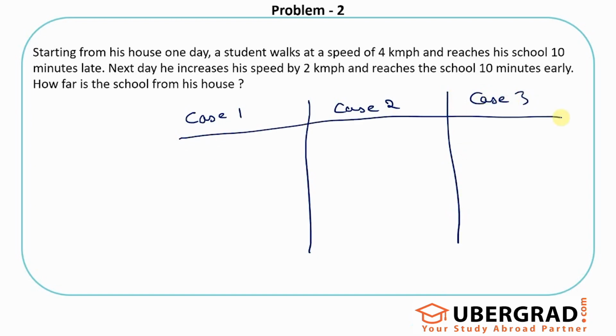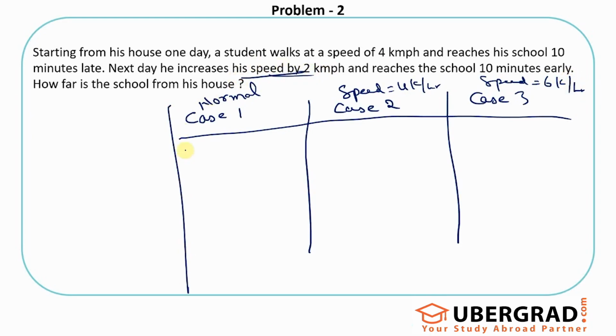Right? So this is the normal case. Let's say this is the speed of 4 km per hour, and this is the case of speed of 6 km per hour. Why? Because he's increasing his speed by 2. It's not the speed of 2, it's increased by 2. So let's talk about S, T and D here.